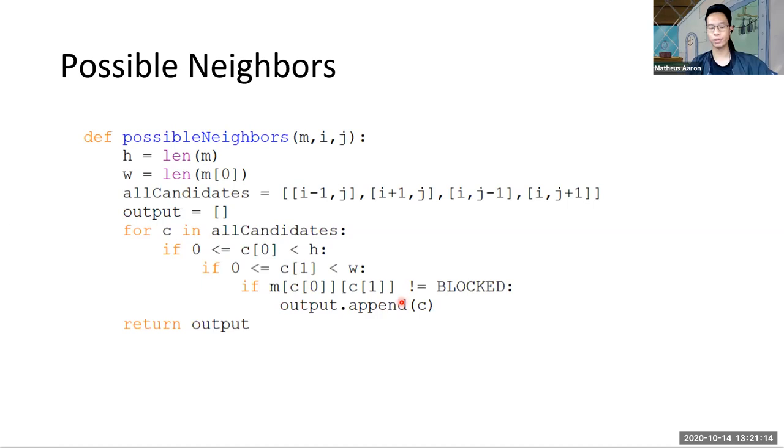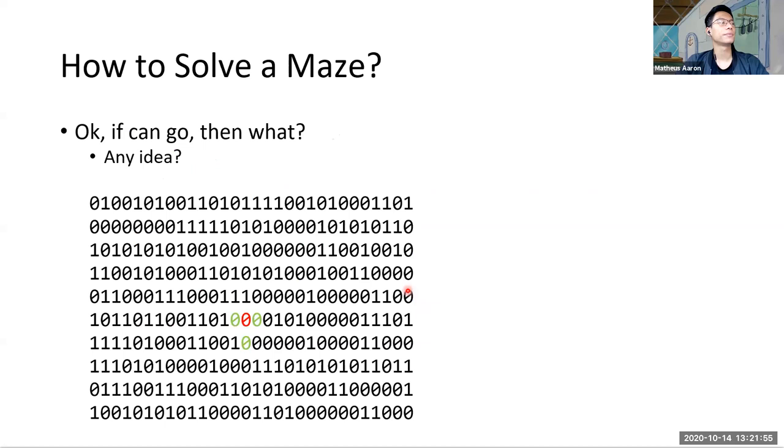After you get all the possible neighbors, this is the function of all possible neighbors. This one checks if the coordinate is valid or not, and this checks if the coordinate is blocked or not. Once you're done with figuring out all the neighbors, you know the procedure. After you figure out all the neighbors, add them to your bucket list.